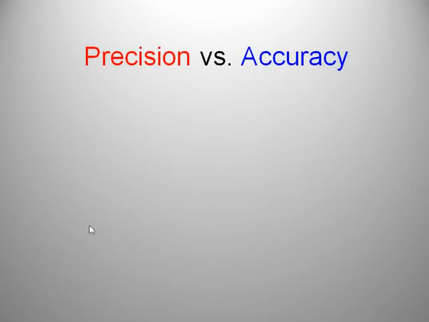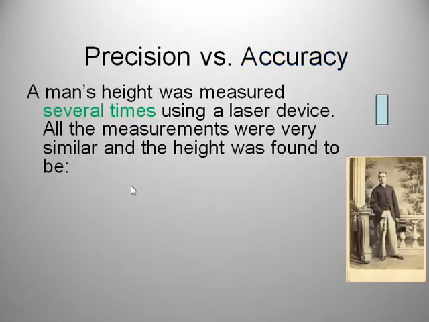Okay. Precision versus accuracy. What is that? Well, you might have seen this before, but they do have a meaning. Are they the same thing? No, they're not. So let's take an example here. We have a person, and we're going to measure his height using some kind of high-precision laser device. All these measurements will be very similar, and the height was found, using the laser, to be 184.34 plus or minus 0.01 centimeters.